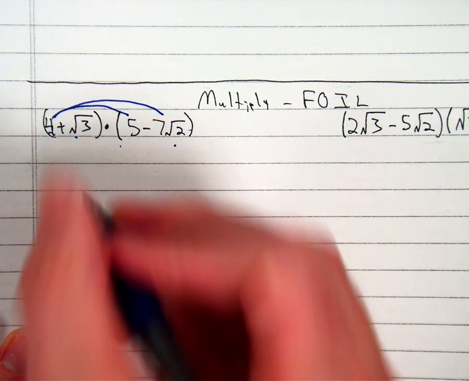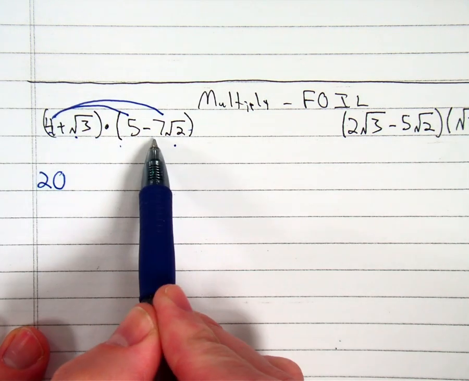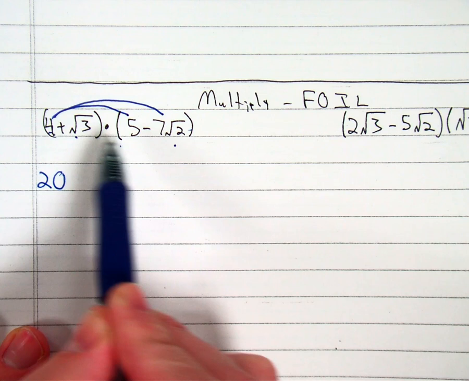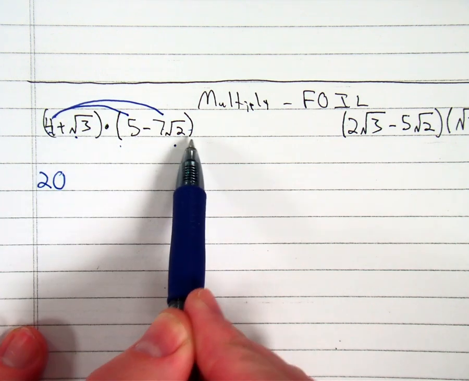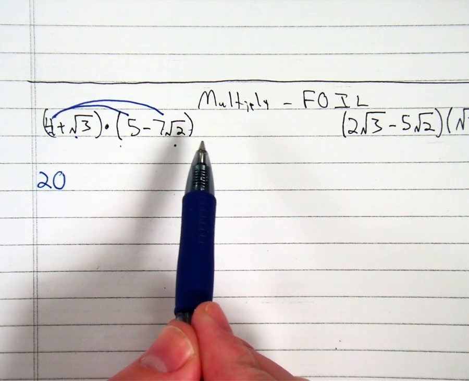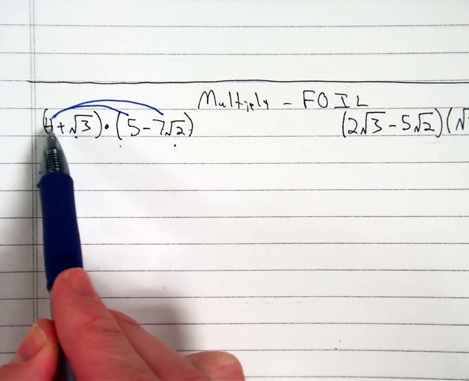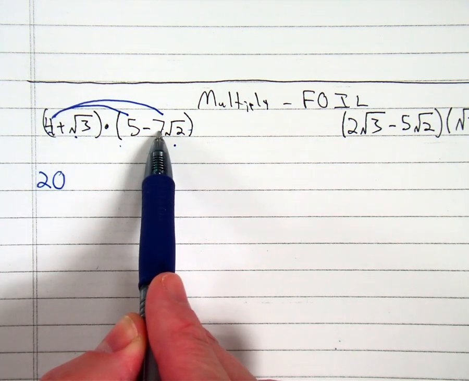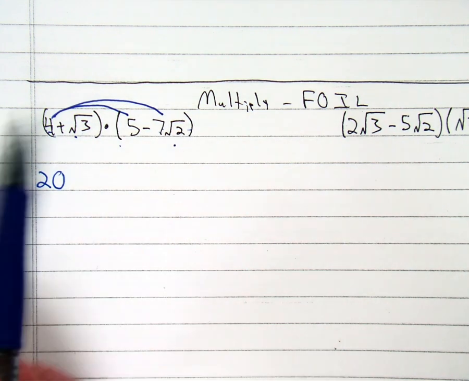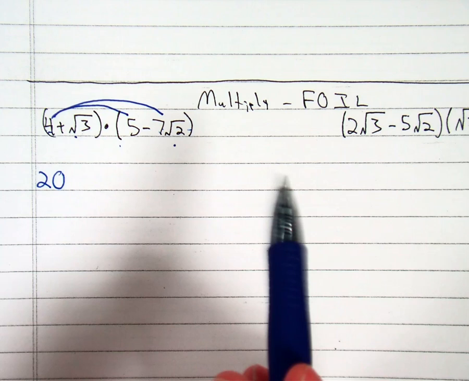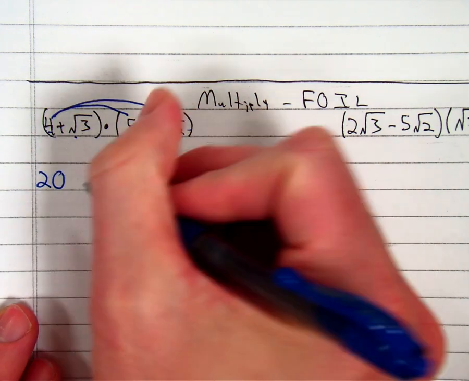Okay, 4 times 5 should be 20, no big deal there. 4 times negative 7 radical 2. We can do the 4 times the 7. The 4 does not go into the radical 2. When you're multiplying with these, you cannot mix and match. So regular numbers get multiplied to regular numbers, and radical parts go with radical parts. If they're not the same, you just put them together and leave them alone. You don't actually multiply it out. So we're going to go minus 28 radical 2.